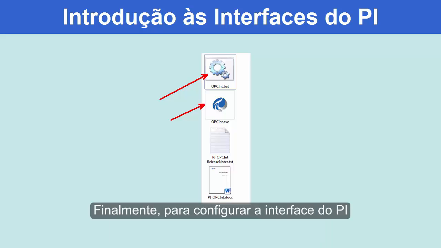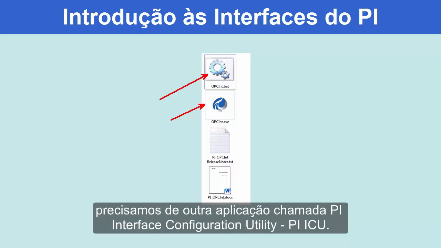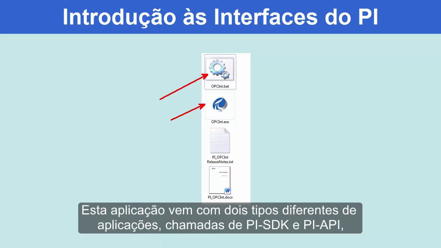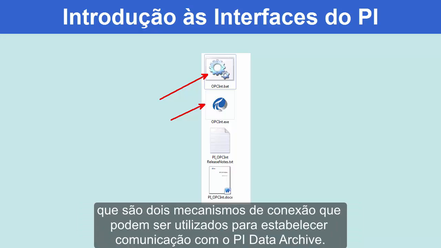Finally, in order to configure the PI Interface, we require another application, which is called PI Interface Configuration Utility, PI ICU in short. This application comes along with two different kinds of applications, namely the PI SDK and PI API, which are two possible connection mechanisms that can be utilized to establish communication with the PI Data Archive.